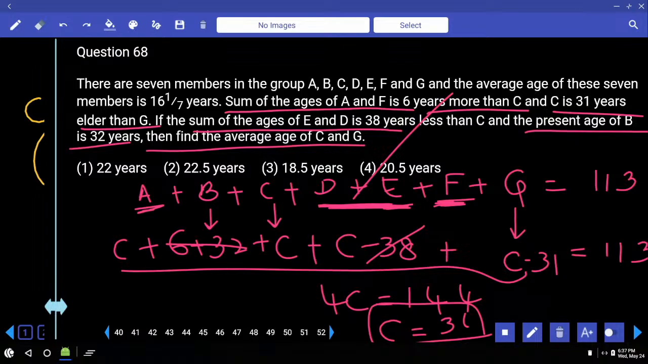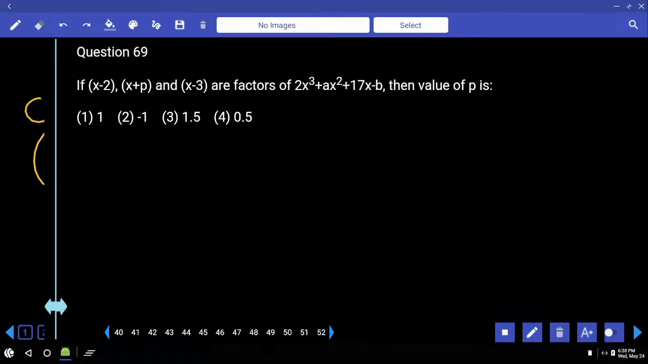Next, x minus 2, x plus p, x minus 3 are the factors of 2x cube plus ax square plus 17x minus b, then the value of p is? Do you know the general form of a quadratic equation if alpha and beta are the roots? x square minus alpha plus beta into x plus alpha beta.